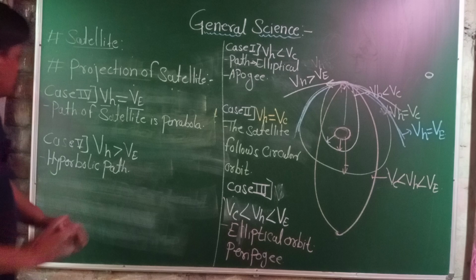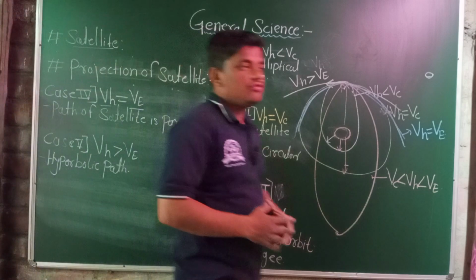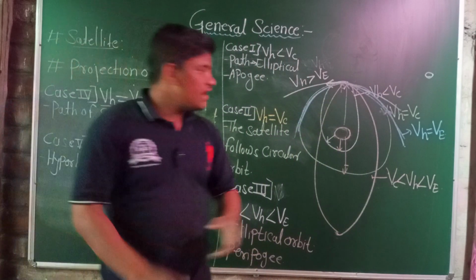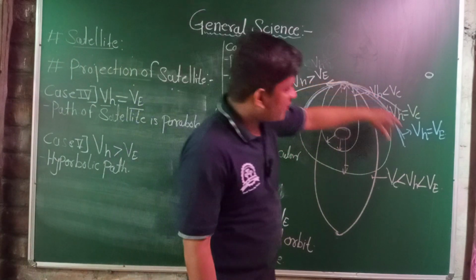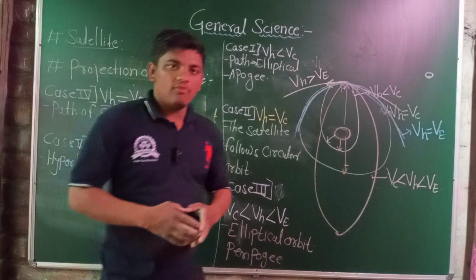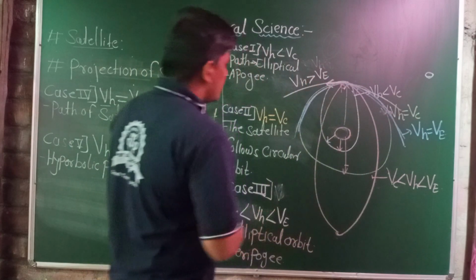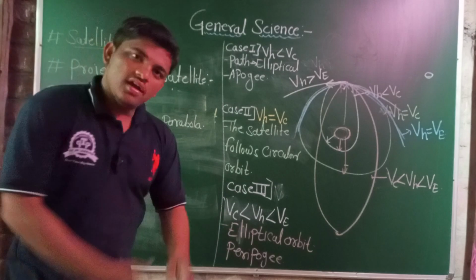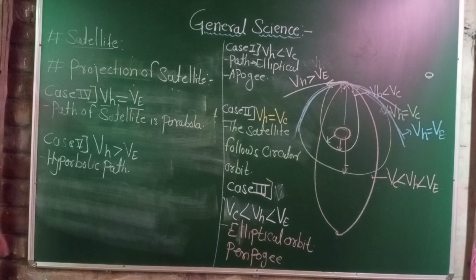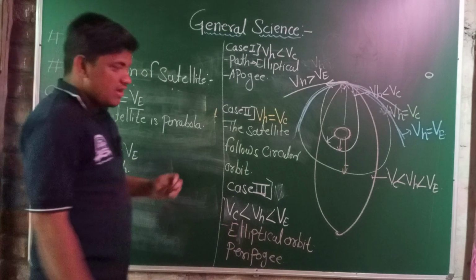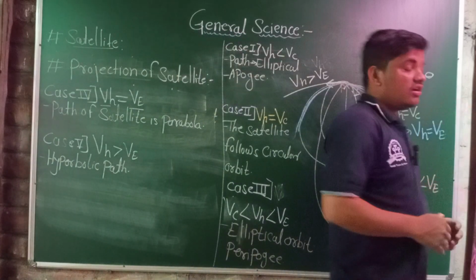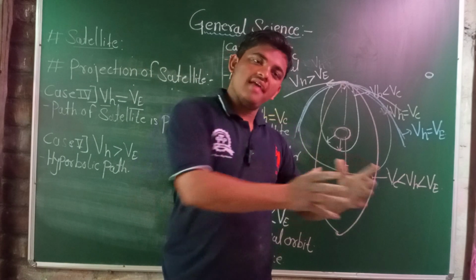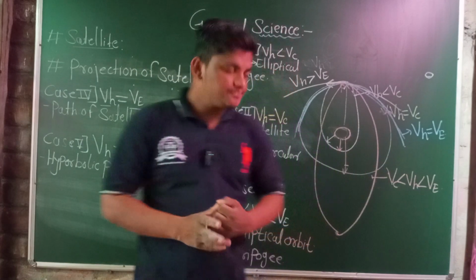Then condition four: the horizontal velocity is equal to the escape velocity. At that time, the satellite follows the blue path. This is the parabolic path. The satellite follows the parabolic path when we apply a horizontal velocity equal to the escape velocity. Then case five, the last case: what happens when the horizontal velocity is greater than the escape velocity? It follows the hyperbolic path. It may escape from the earth's gravitational influence.